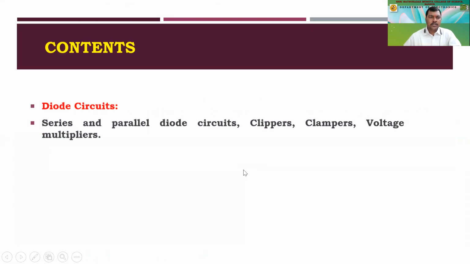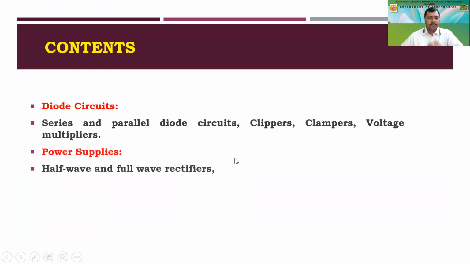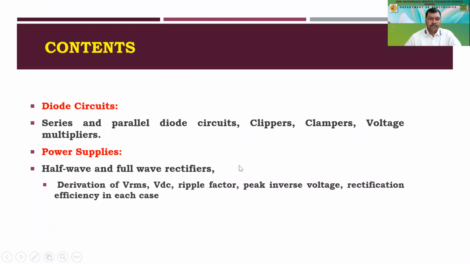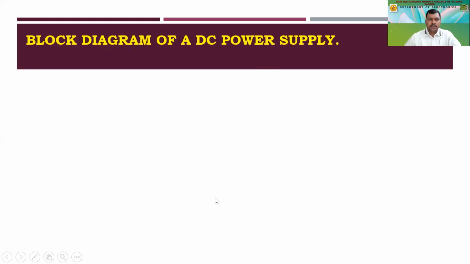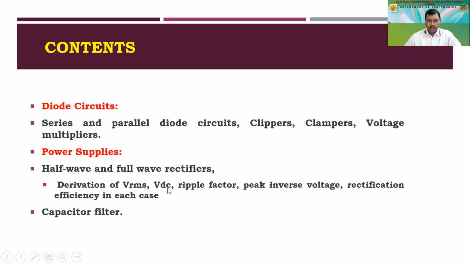In this lecture, we have studied clippers and clampers. We have almost completed half wave and full wave rectifier circuits. We have not yet considered voltage multipliers and power supplies. Then we'll be having some derivations of VRMS, VDC, ripple factor, peak inverse voltage, rectification efficiency in each case, and the capacitor filter. So we have completed almost all; we have to do some derivation portion of it.